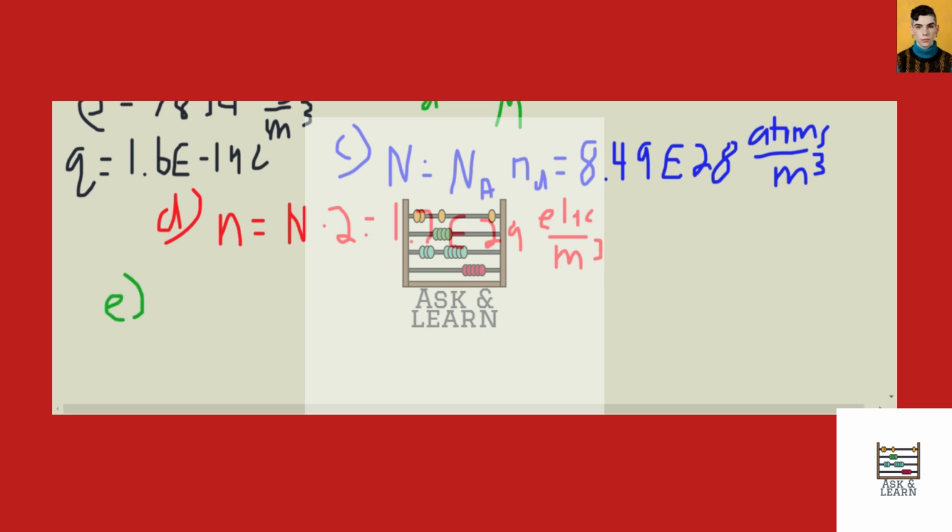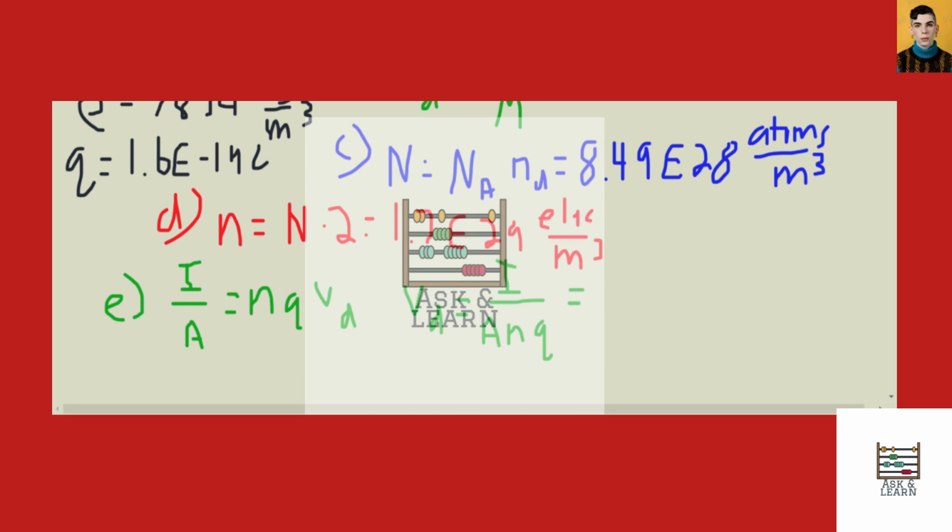And then finally, for part E, we're looking for the drift speed of the conduction electrons. So we know that current over area is equal to number density of the conduction electrons times the charge of an electron times the drift speed. And so we can solve for drift speed by dividing both sides by n times q.